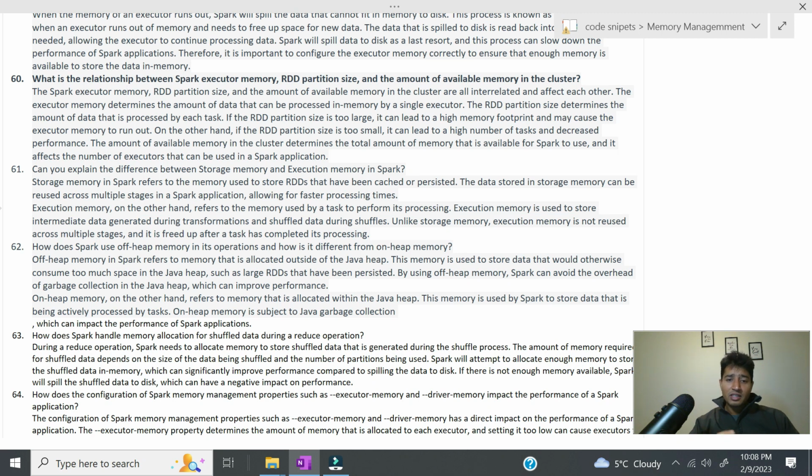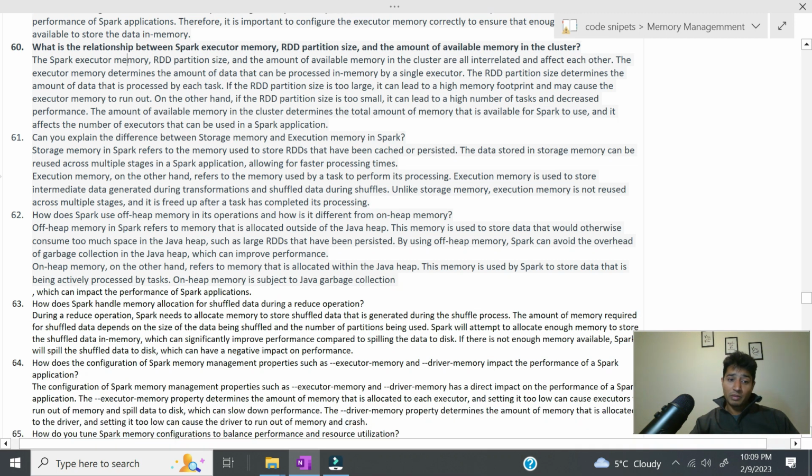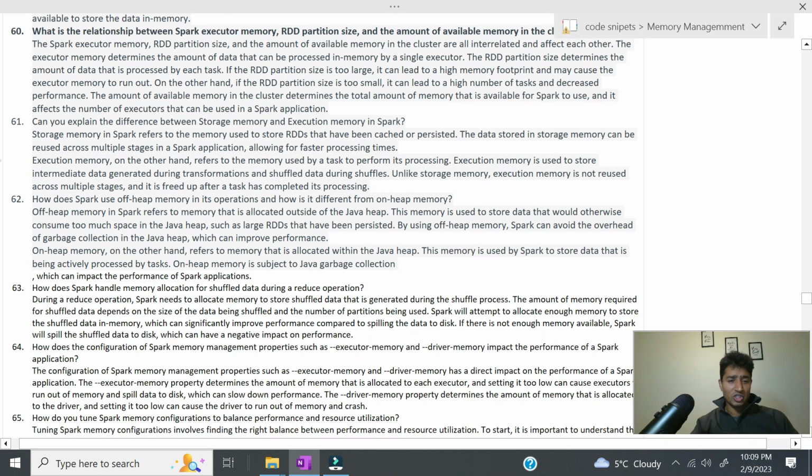What is executor memory? It is the memory used by a task to perform its processing. Execution memory is used to store intermediate results, for example, shuffle data. Unlike storage memory, execution memory is not reused across multiple stages. So it means it's used for one processing only, right? Because obviously processing cannot be shared across multiple stages.